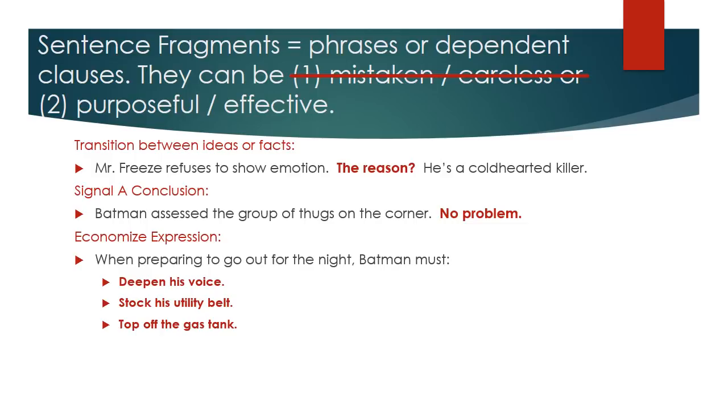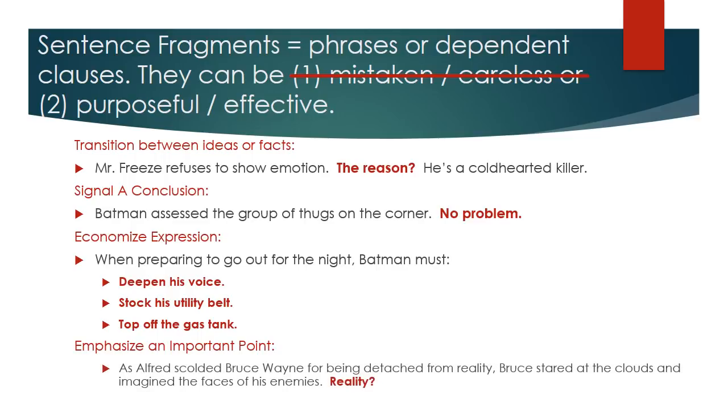Finally, we can use sentence fragments to emphasize an important point, similarly to what we were talking about on the previous one. So if we take this example, as Alfred scolded Bruce Wayne for being detached from reality, Bruce stared at the clouds and imagined the faces of his enemies. Reality? So in this case, it's just a single word, right? The subject is all we've got there. But the point that it makes is that these two characters really don't share a concept of what reality is. By just inserting that one word with that question mark at the end, we get into Bruce Wayne's head.